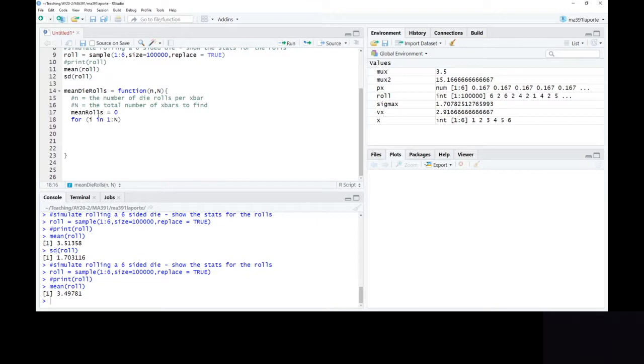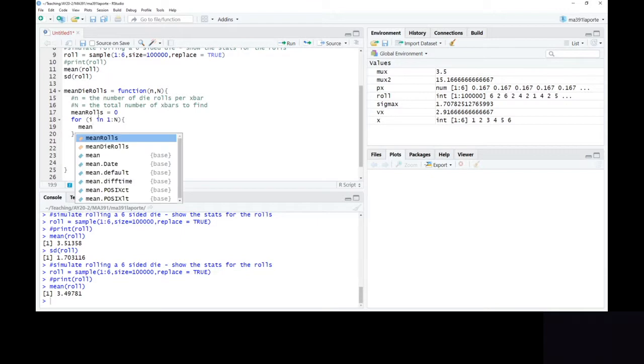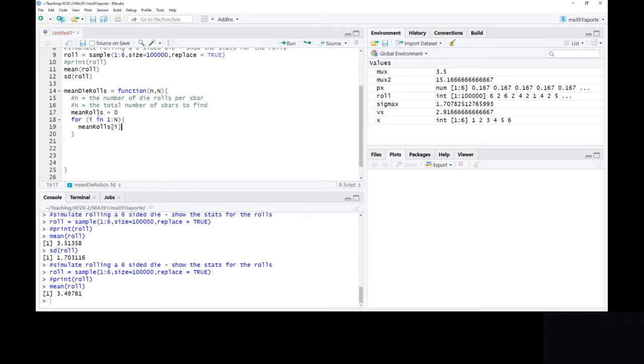So the total number of means that I'm going to have will be the capital N, or X bars, if you will. And then I'm going to say mean rolls i, the ith one, because all this is doing is going through. It's going to do the first one, and then we want, yeah, we'll come back to that. So we'll let rolls equal to control V.